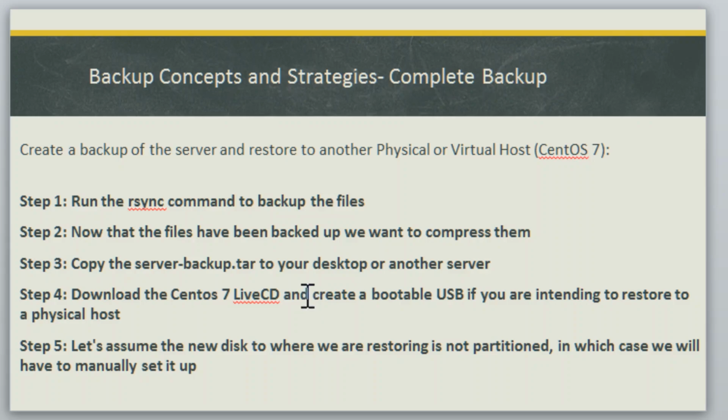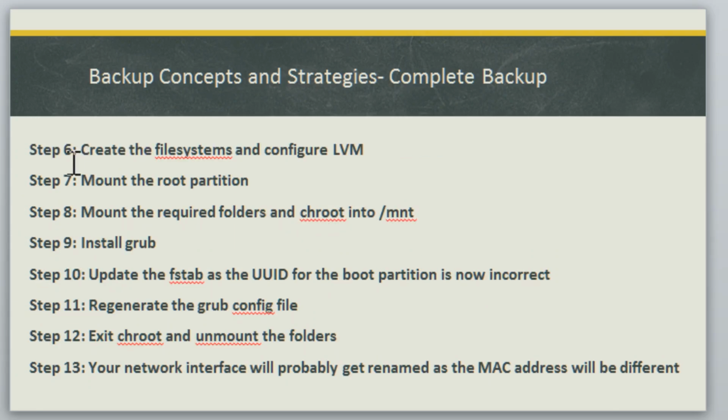We're going to assume that the new disk we're restoring to is not partitioned, in which case you're going to have to set that up manually. You would create the file system and configure LVM, so things like boot, swap, and root, and then you would mount the root partition. Then you would mount the required folders and change root into /mnt. And you would install GRUB, which, guys, is the Grand Unified Bootloader. That's how Linux boots up.